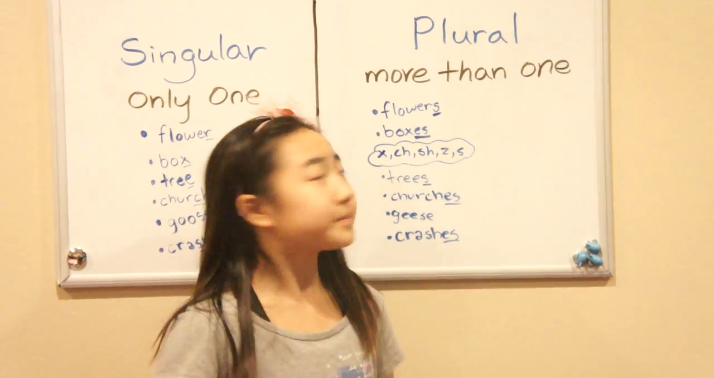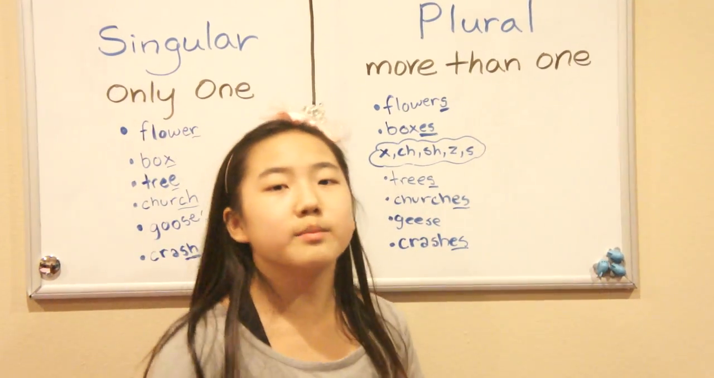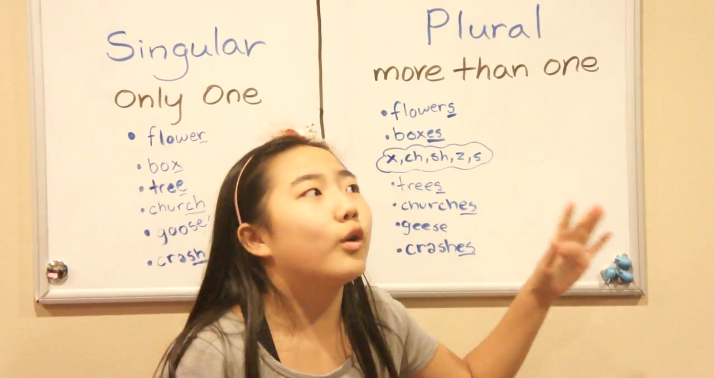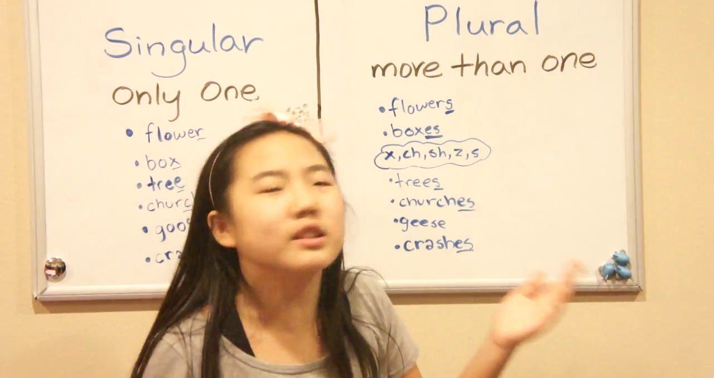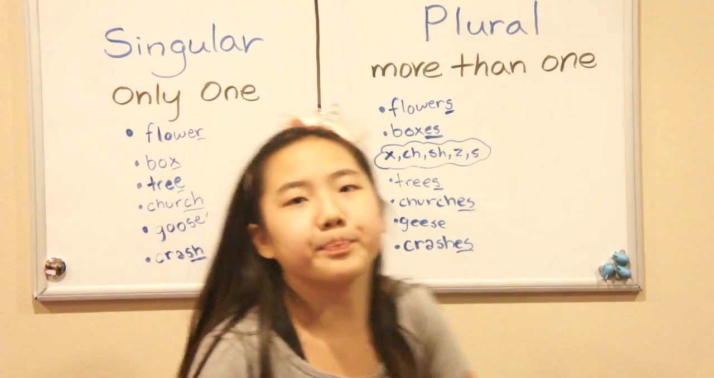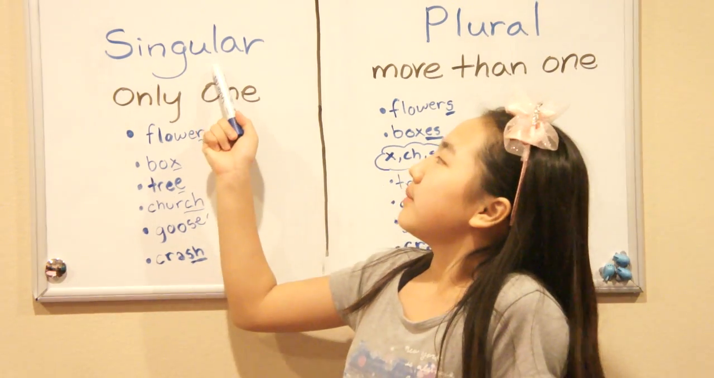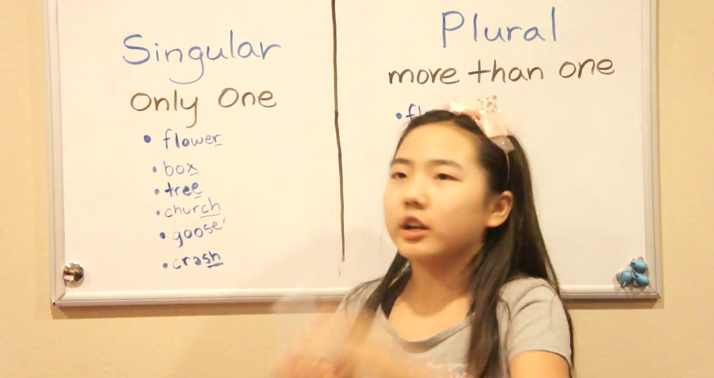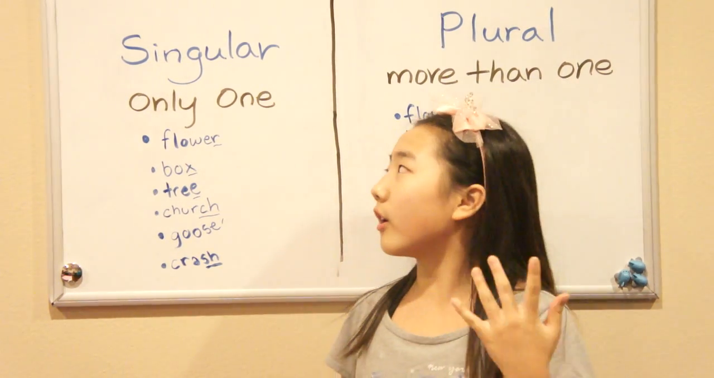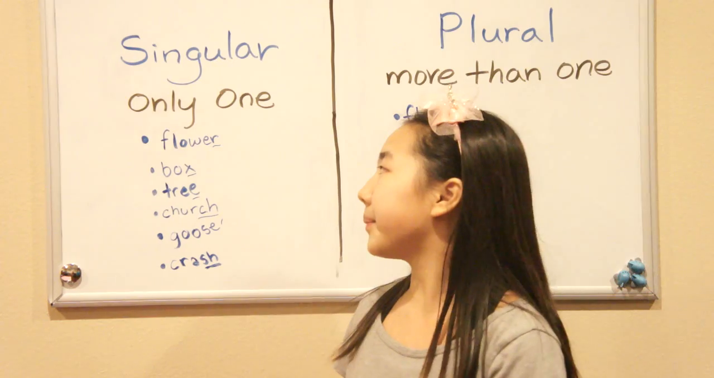So let's review. Plural is more than one. 2, 4, 10, 100, 1,000. It could be any number that is more than one. But singular is only one. It can only be one. Not 2, 4. It has to be one.